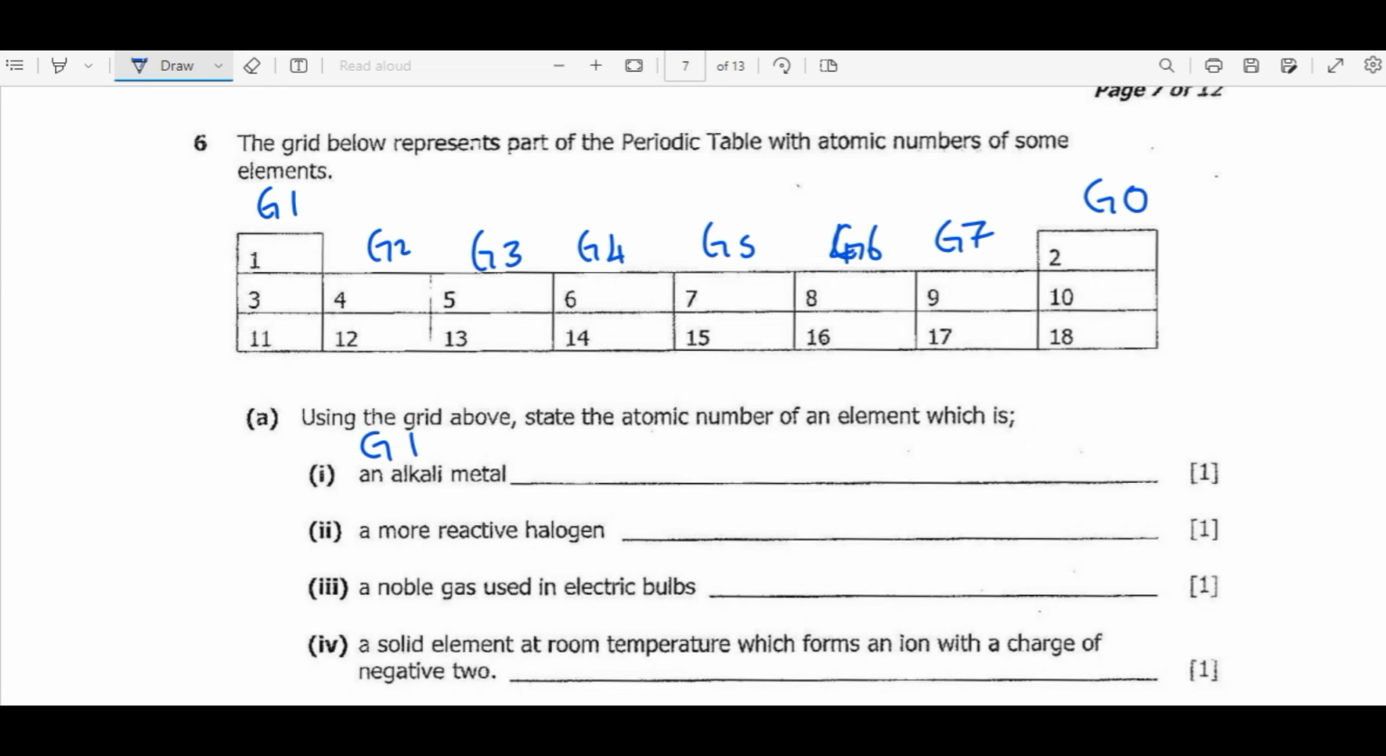Now don't confuse group 1 to be an alkali. This is hydrogen. So hydrogen is just put there because of the valence of 1. So an alkali can be 3 and 11. So then number 2, a more reactive halogen. Halogen are group 7. Now when you go up, their reactivity increases, so it's 9.